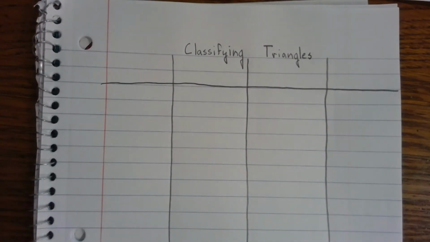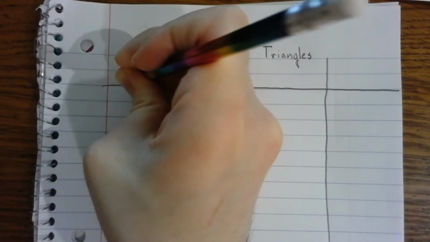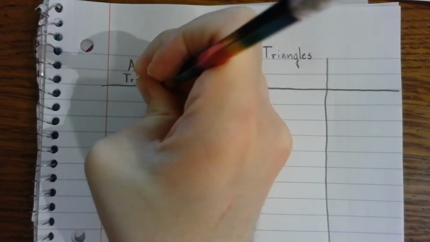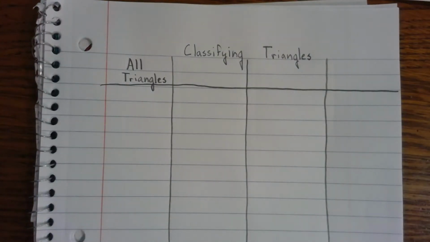Okay, so the first thing we need to talk about is what all triangles have in common. So in this category right here, we're going to write all triangles. Before I just write stuff, I want you all to think about it. What are the things that all triangles have in common? Remember that when we talk about shapes, we talk about angles, we talk about sides. What can you already tell me about triangles?